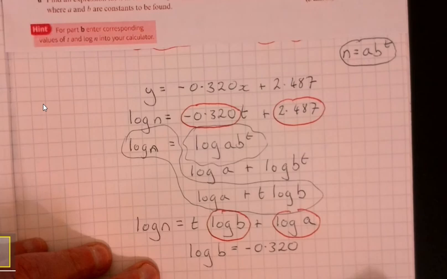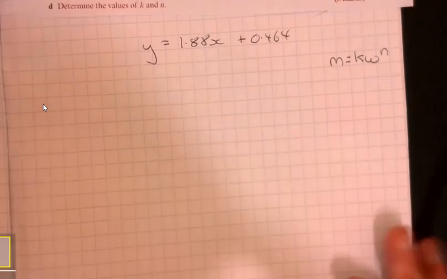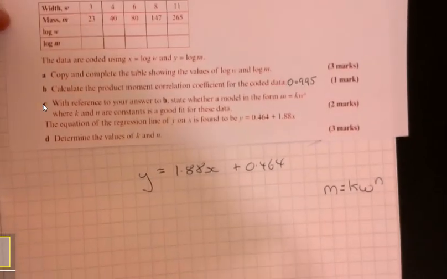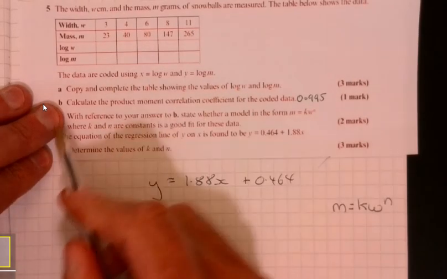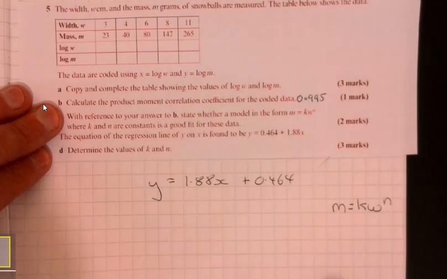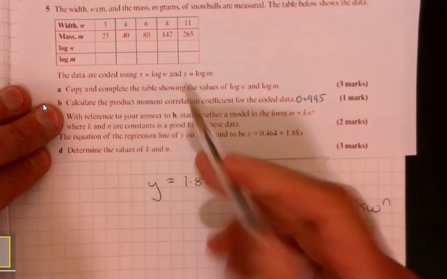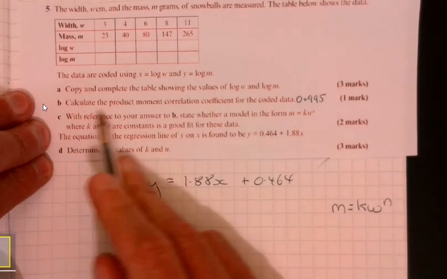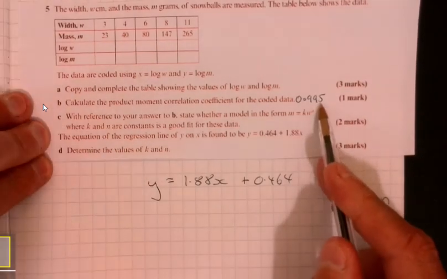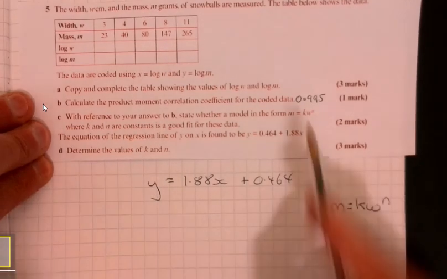Now, there is one more quick question. Question 5. Let's have a quick look at it. I haven't filled in the first bit, so you can just write in log w. There we go. Log n. And again, I don't really like this here where it says x equals and y equals, but okay, it's done it. Right, calculate product. So we've got a very strong positive correlation. So part C, yes, we can write it like that.